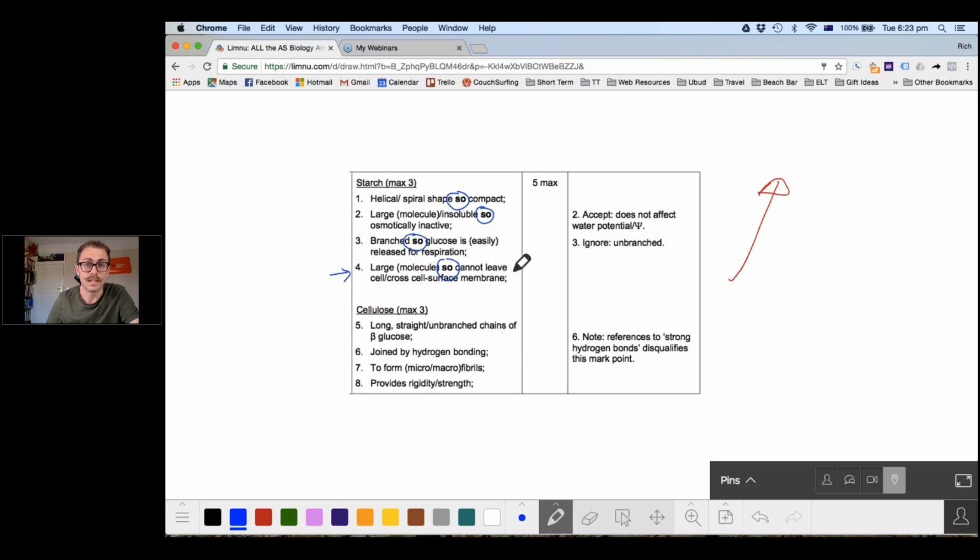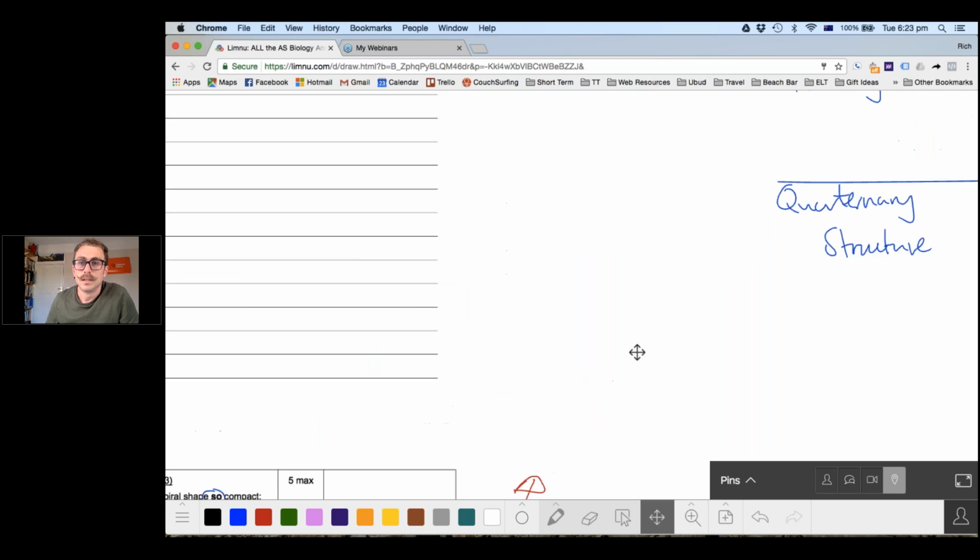You don't have to. Obviously, it's 5, and there's 8 possibilities on here, so we don't have to get them all. Cellulose: long, straight, unbranched chains of beta glucose. They love you to talk about beta glucose when talking about cellulose because it is the only one you really have to know about. Joined by hydrogen bonding to form microfibrils, provide strength or rigidity. So they always want you to link hydrogen bonding to the strength, to its function. Okay, super good. Moving over.